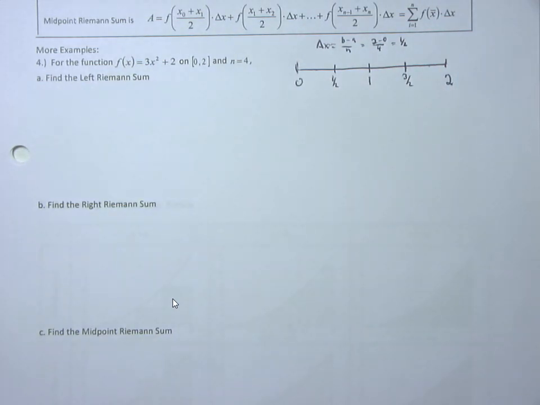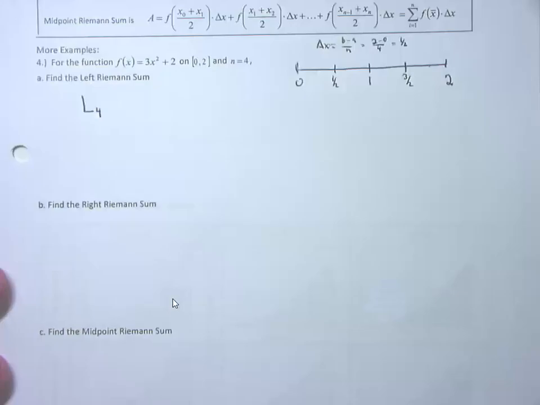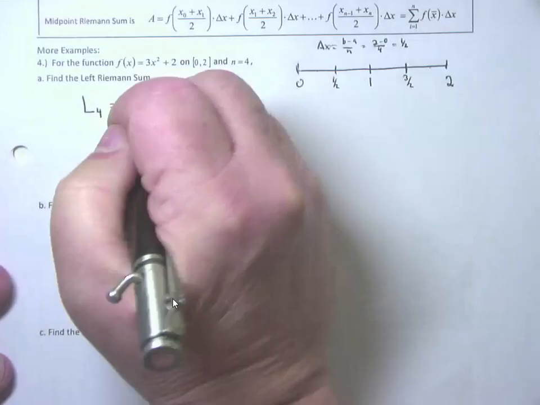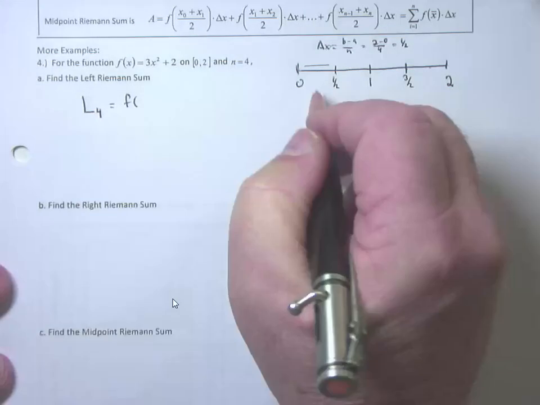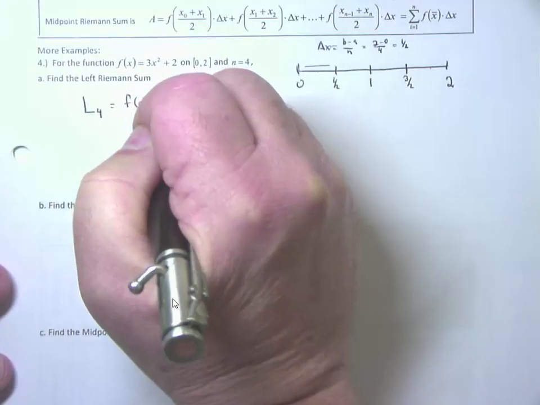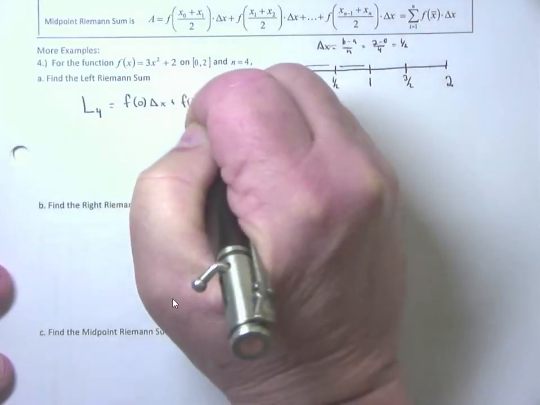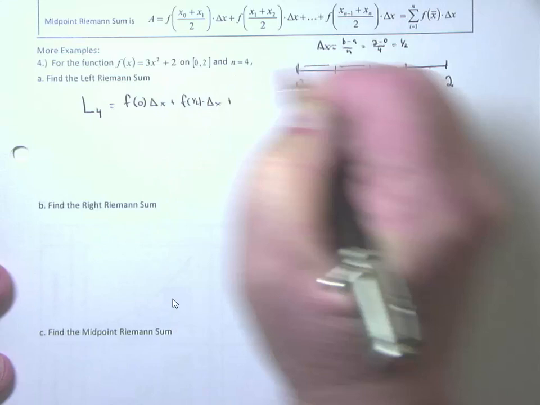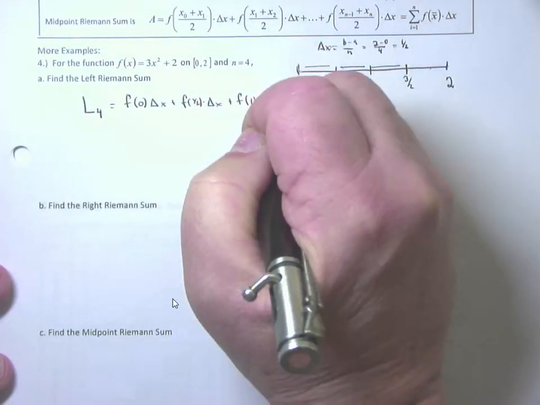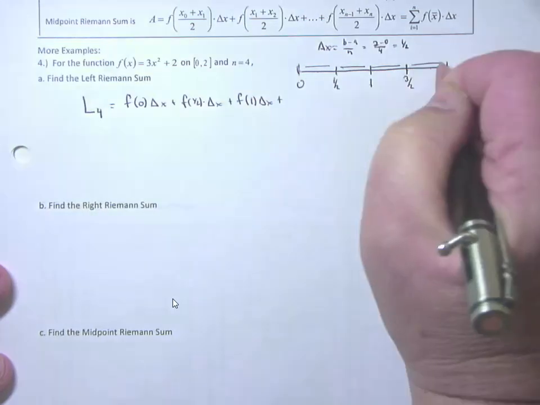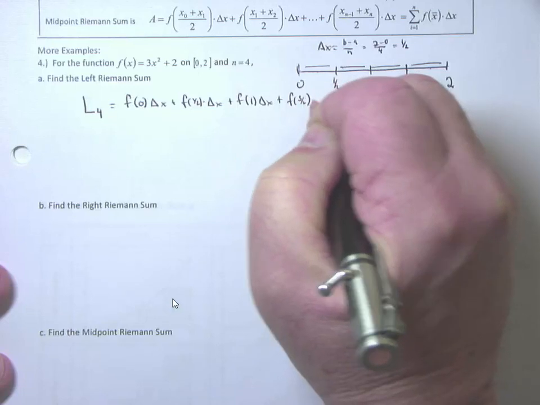So to do the left Riemann sum, getting used to the notation, this will be L subscript 4 for the number of partitions. This is equal to f of, here's your first partition between 0 and 1 half, the point on the left is 0, f of 0 times delta x, plus your next partition between a half and 1, it'll be f of 1 half times delta x, plus the next partition between 1 and 1 and a half, the point on the left is 1, times delta x, and your last partition between 1 and a half and 2, the point on the left is 1 and a half, f of 3 halves times delta x.